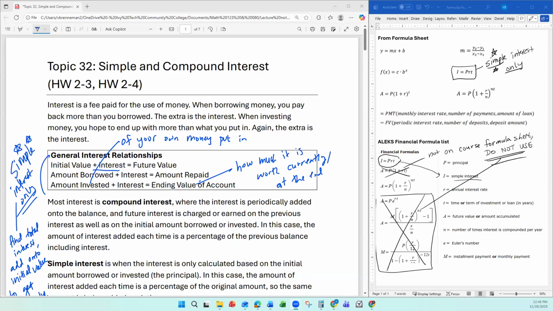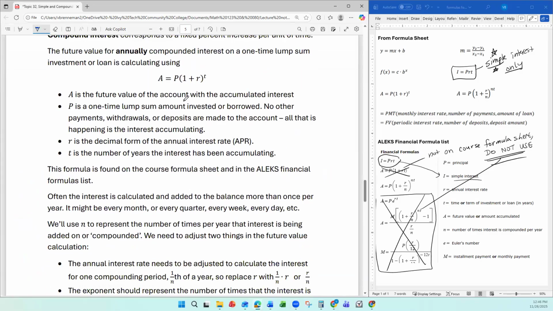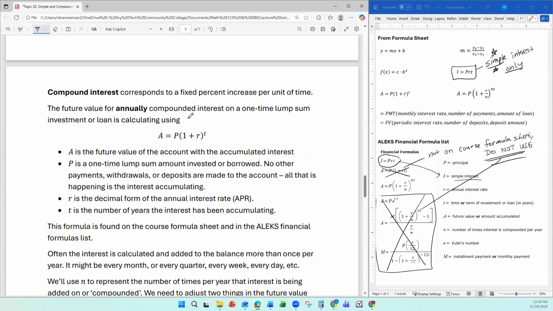This video is over topic 32, numbers 7 through 9, looking at compound interest calculations. So compound interest. We already saw annually compounded interest with that general exponential calculation, P being the principal, 1 plus R, so just increasing by that percent rate per year.